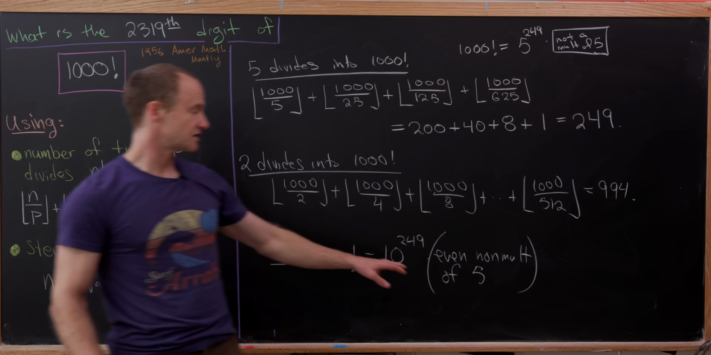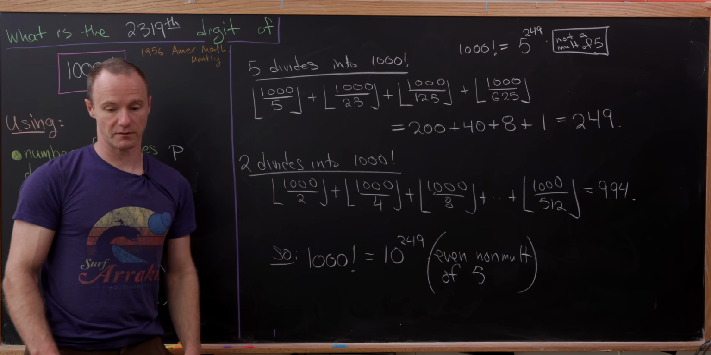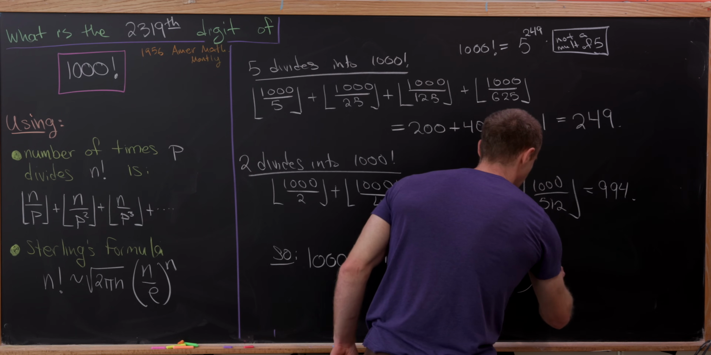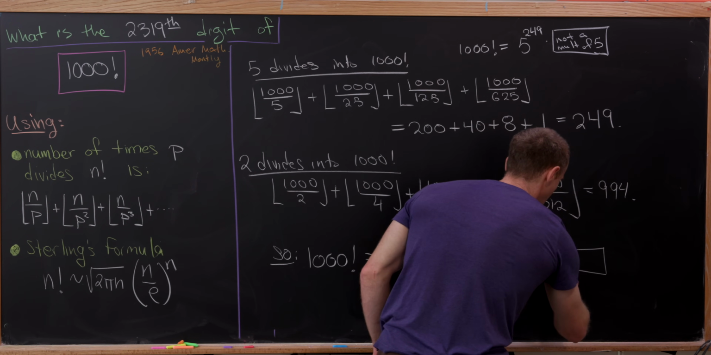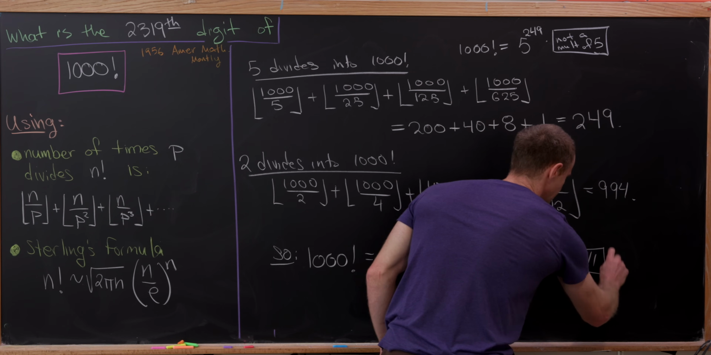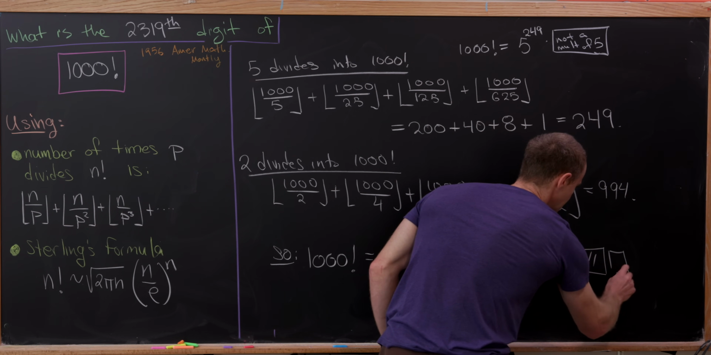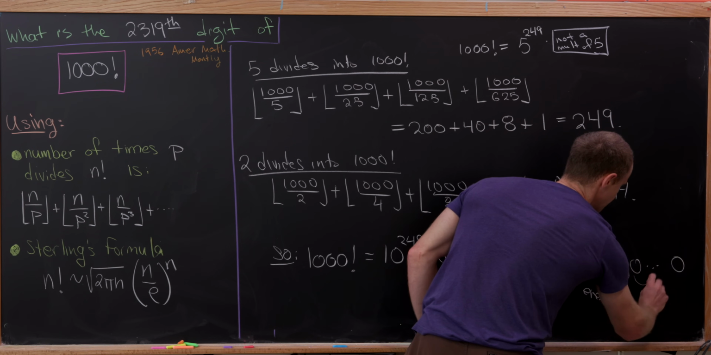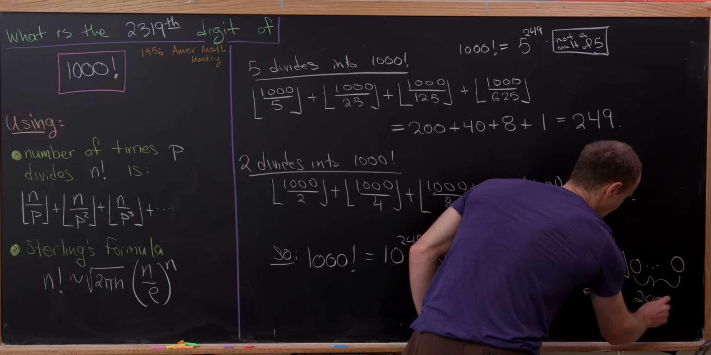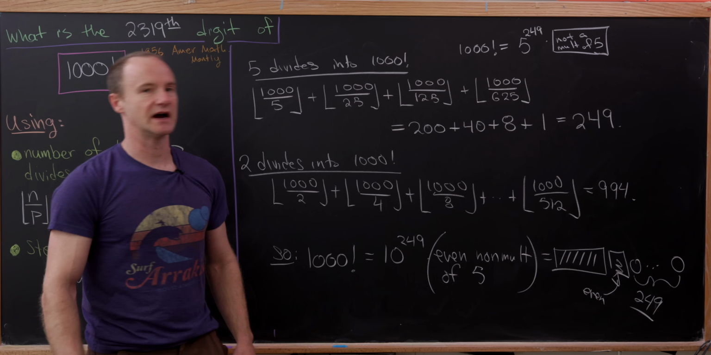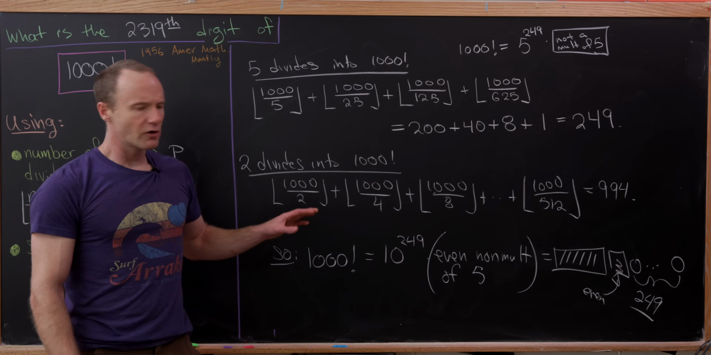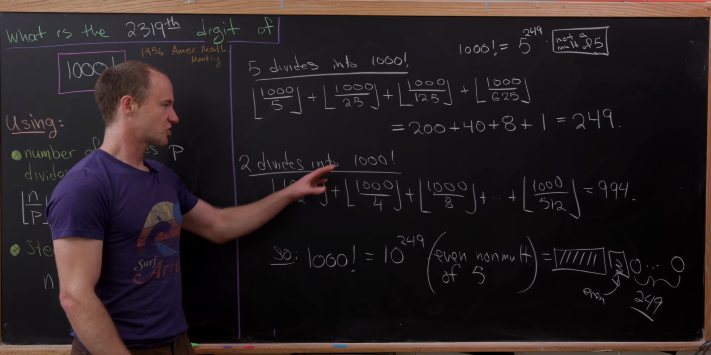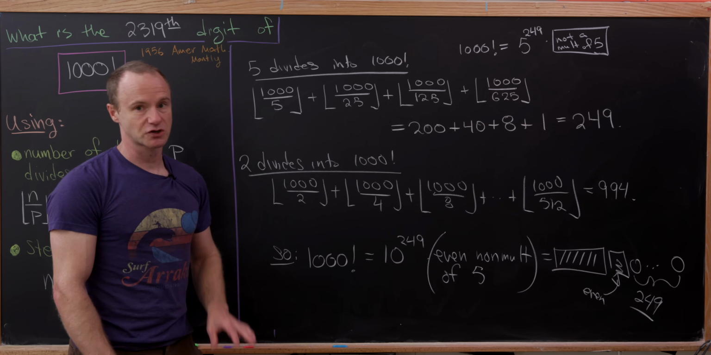We know it's a non-multiple of 5 because we used up all the multiples of 5. So that means it has the following form. It's got all of these digits at the beginning, and then a single digit right here, which we know is even, and then a bunch of zeros, exactly 249 zeros. Okay, so that's good. We've got some idea for the structure of this number, 1,000 factorial.